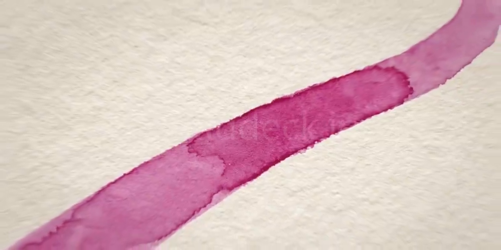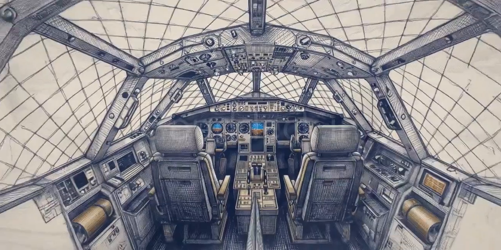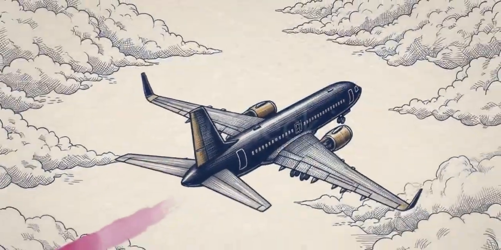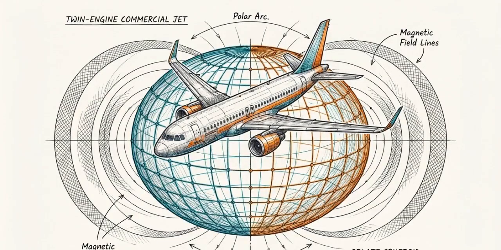Take a look at this glowing magenta line on the flight display. It represents a perfect straight path connecting a departure city to a destination. Drawing that line on a screen takes a fraction of a second. Actually, flying it requires overcoming multiple layers of planetary physics.